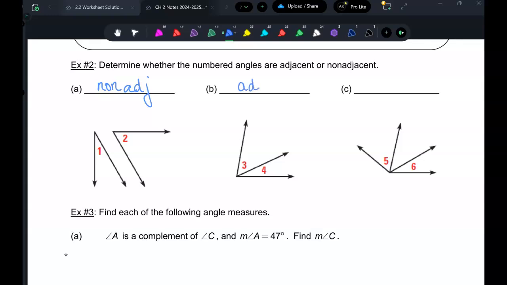Okay. Okay. 5 and 6. Okay, they have a common vertex, but they don't have a common side.